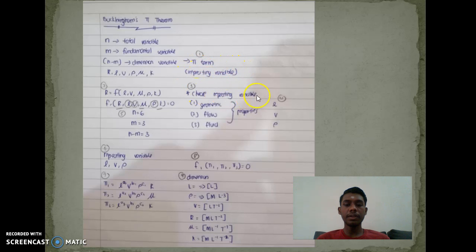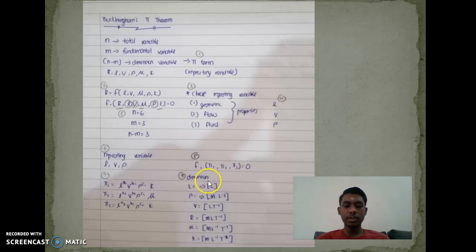So for getting the pi terms, we need the repeating variables. To choose the repeating variables, there are 3 main factors: geometric property, flow property, and fluid property, which are L, V, and rho. Using the repeating variables L, V, and rho, we're going to write pi 1, pi 2, pi 3. Pi 1 is equal to L^a, V^b, rho^c, and R, then pi 2 and pi 3. So next we write f of pi 1, pi 2, pi 3 is equal to 0.